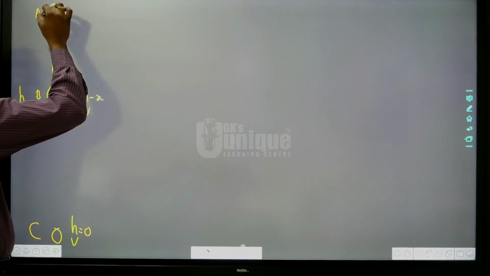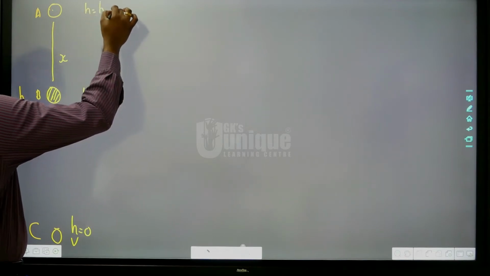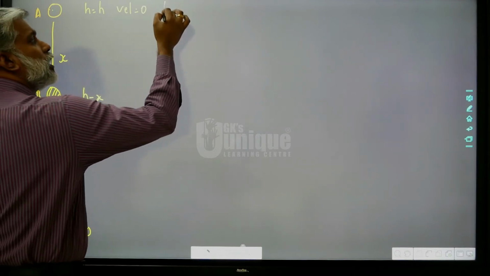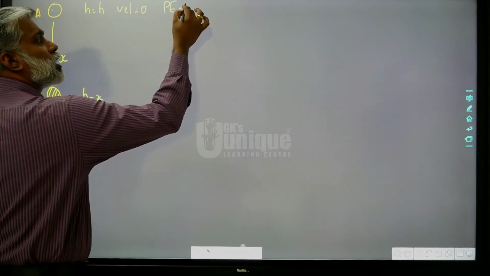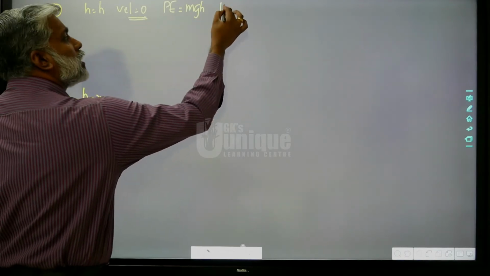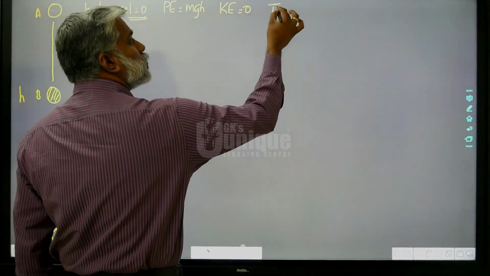So at A, the height is h. Okay. The velocity is 0. Okay. As the height is maximum, it will be having maximum potential energy. What is it? mgh. As the velocity is 0, kinetic energy will be 0. No problem. What is the total energy at that position?